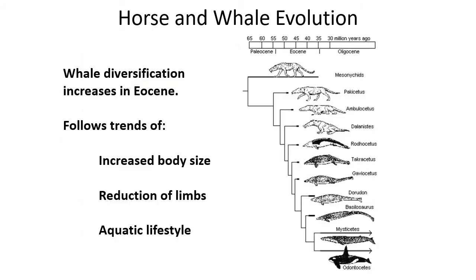Whales are the same kind of trend. We talked about the mesonychids, but then you go to Pakicetus and Ambulocetus, and it's not until we get to things like Durodon that we're really looking at something that's spending its entire life in the water. And again, the trend here is an increase in body size, reduction of limbs, and a fully aquatic lifestyle. With our last major split in whales happening about 35 million years ago with the mysticete whales and the odontocete whales, so the toothed whales and the baleen whales.